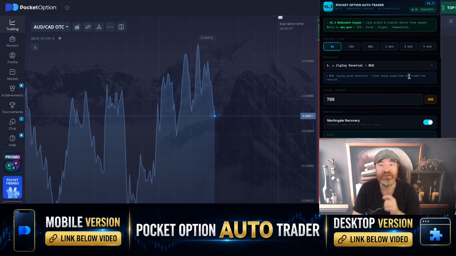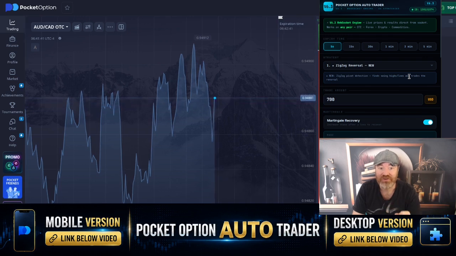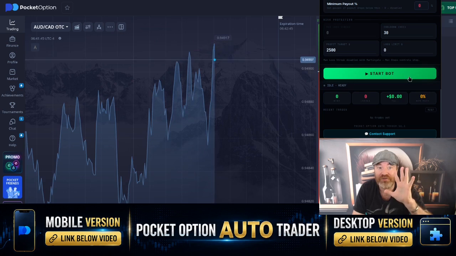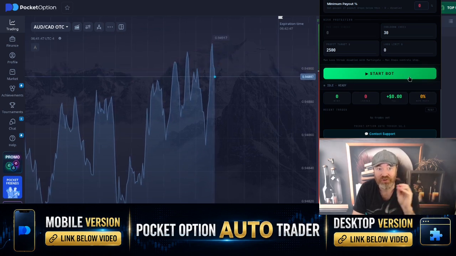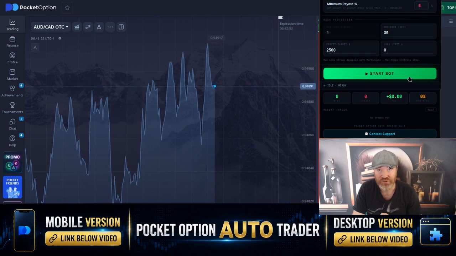We are now going to let it take 5-second trades, zigzag reversal strategy, $700 each trade, minimum 5 trades, because we're going to end with a win, as I set a profit target of $2,500.